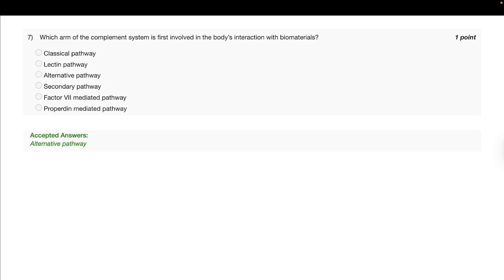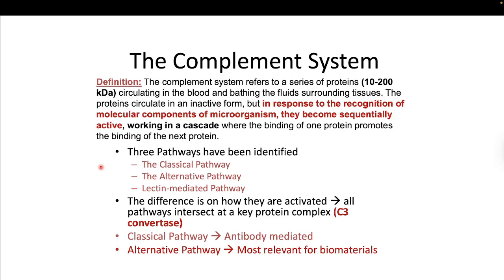So as I was saying, the complement system can be activated in various different pathways: the classical, the alternative, and the lectin mediated. The most relevant for biomaterials is your alternative pathway. The classical pathway and the lectin mediated pathway are more in terms of pathogens or infections, microorganisms that can cause diseases. So the complement system also takes care of that.